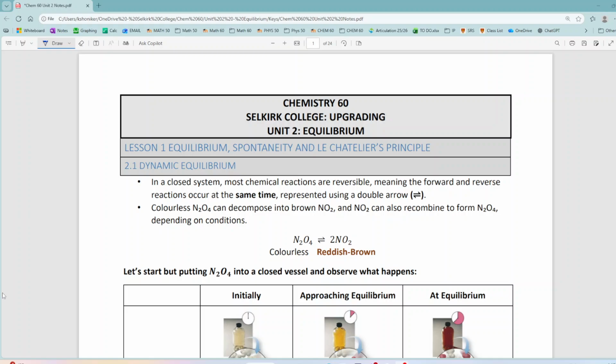All right, welcome to Unit 2. Unit 2 is titled Equilibrium. That's going to be the main theme of this entire unit. And it's going to be broken up into 3 lessons that we're going to do over 4 days.